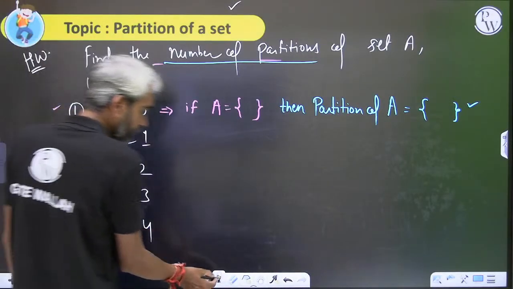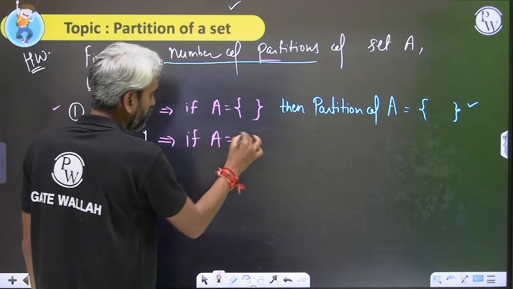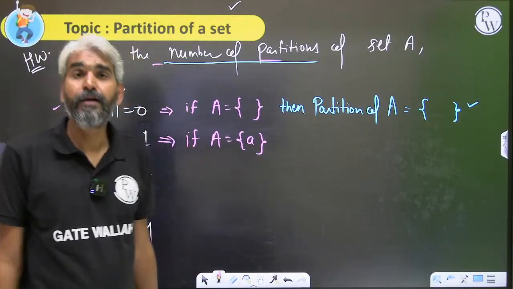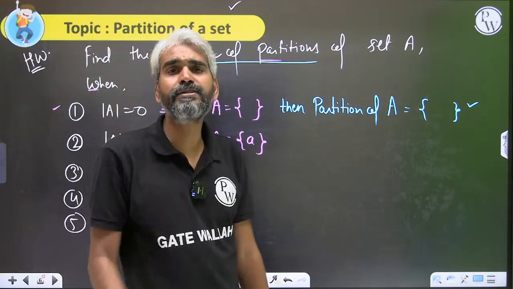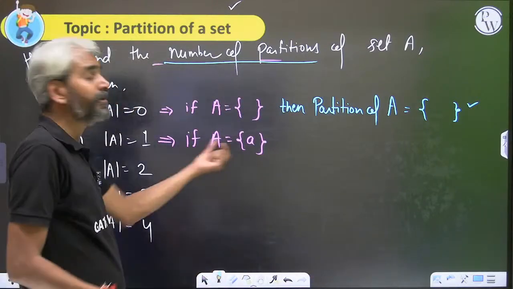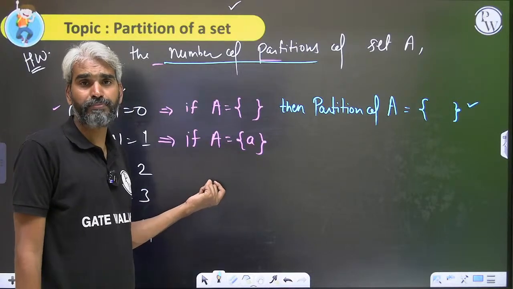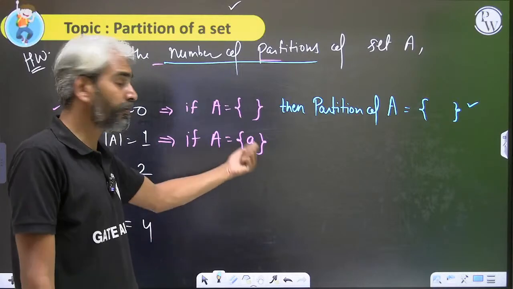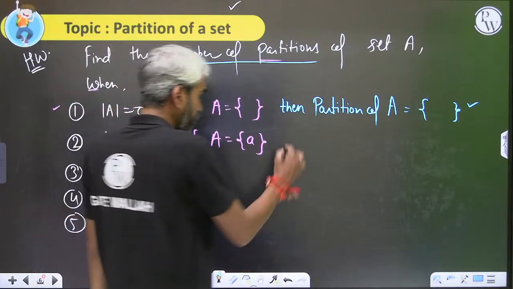Sir, let's assume that set A has cardinality 1, that is, there is only one element in set A. Now, how many non-empty subsets are possible of set A? There will be only one non-empty subset of this set A, and that will be set A itself. Every set is a subset of itself, so set A will also be a subset of set A. In that case, it will be the only subset which is non-empty. Otherwise, one more subset of this set is phi, but that is an empty set. Okay, so what will be the partitions?